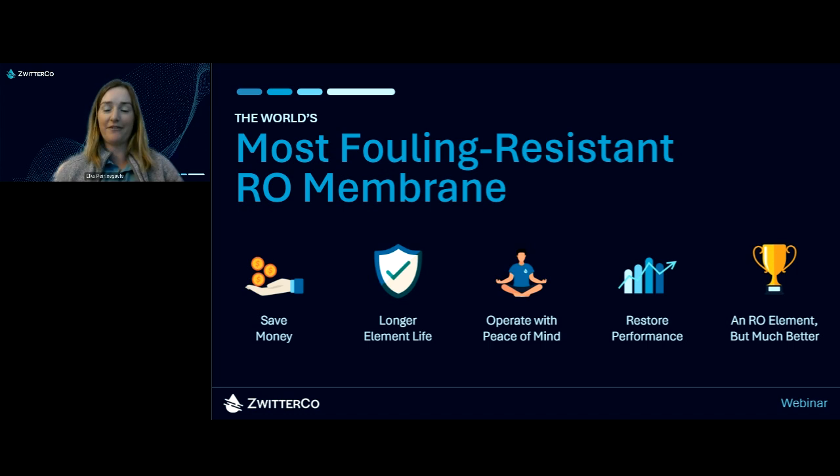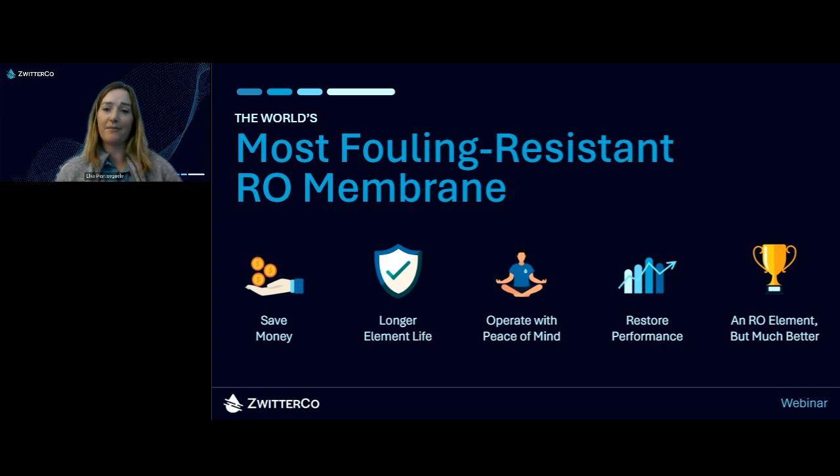How do you benefit from this membrane? So the first is you can save money. Because zwitterionic RO membranes are less susceptible to organic fouling, you won't need to perform as much maintenance on your RO system. If you're spending less time shutting your system down to perform those chemical cleanings or replace those elements, you're saving both time and money. Not to mention the costs on chemicals or hauling or trucking that waste elsewhere.